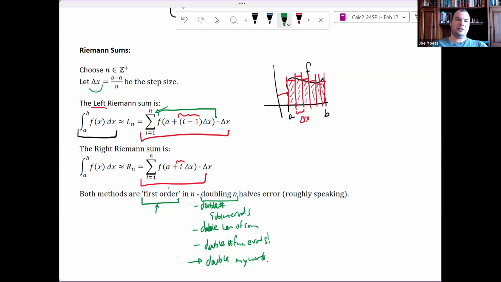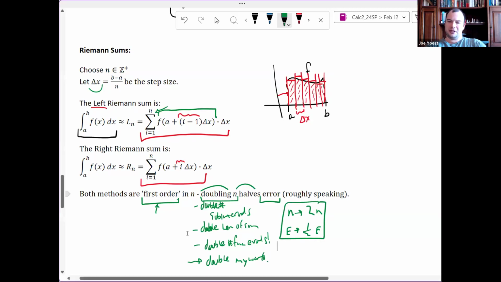If I'm willing to put in double the work or double the computational time, roughly, what benefit does that get me in the error? It gets me a one-to-one, proportionate benefit. Doubling my work cuts my error in half. So n goes to 2n, and my error goes to 1/2 of the error. This is what it means to be a first order method.